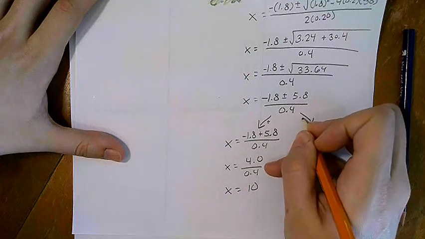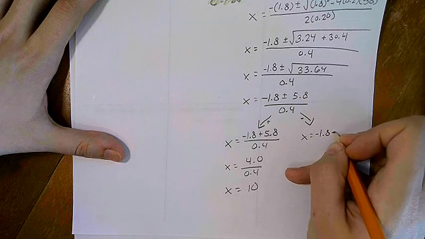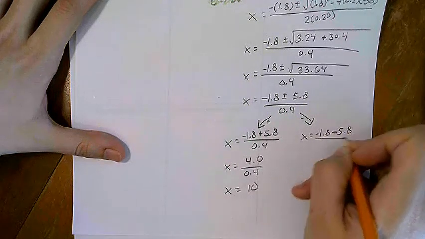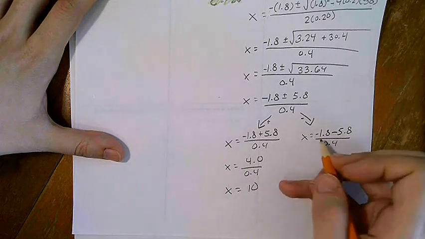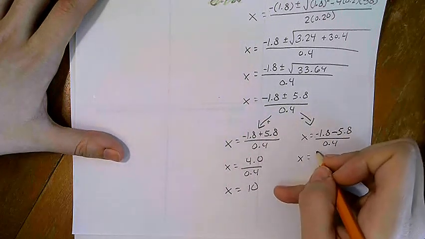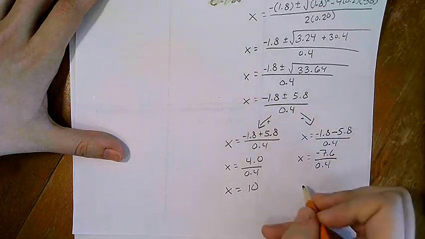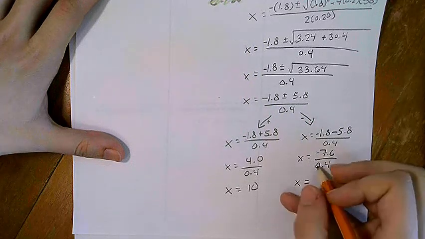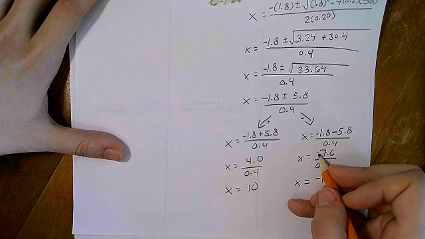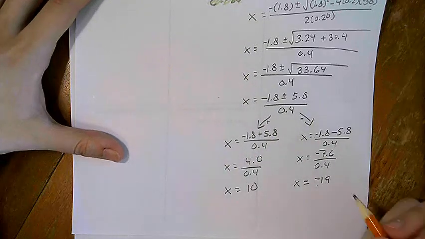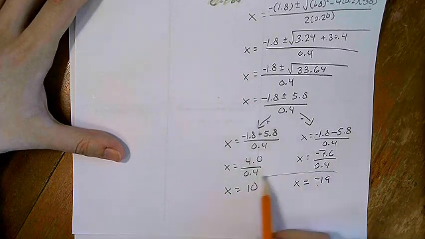Let's do the what-if we subtracted. Then we'd have x equals negative 1.8 minus 5.8, divided by 0.4. They're both negatives, so we get x equals negative 7.6 divided by 0.4. A negative divided by a positive makes a negative, and 7.6 divided by 0.4 is 19, so x equals negative 19. So let's think about these.